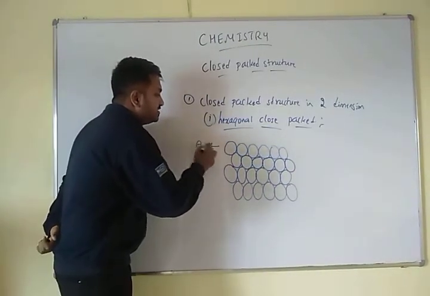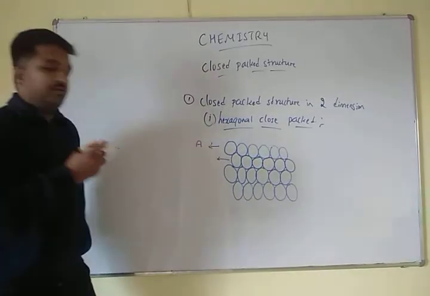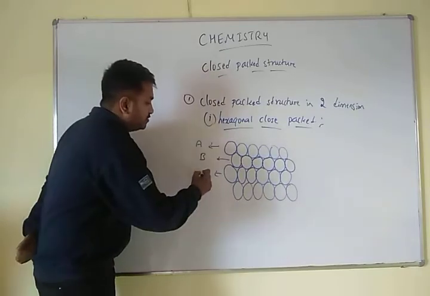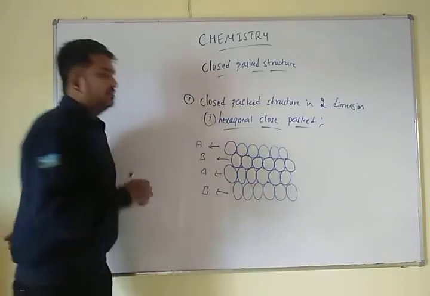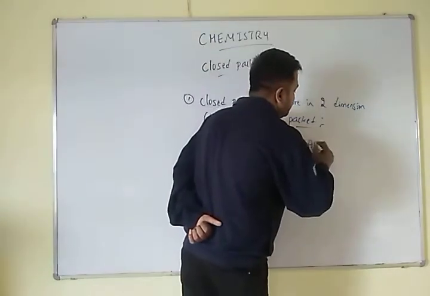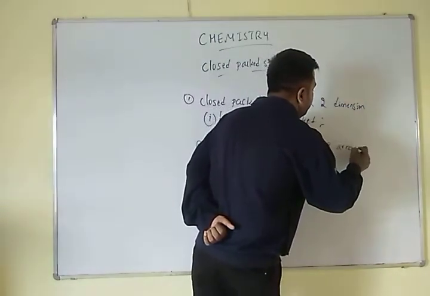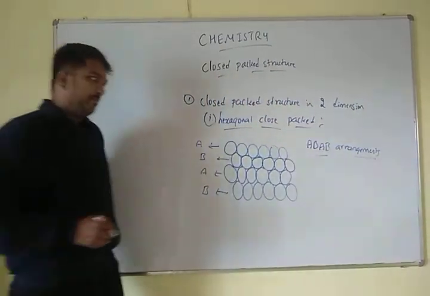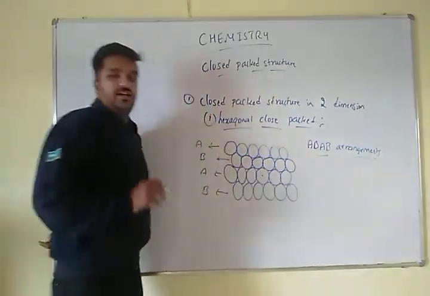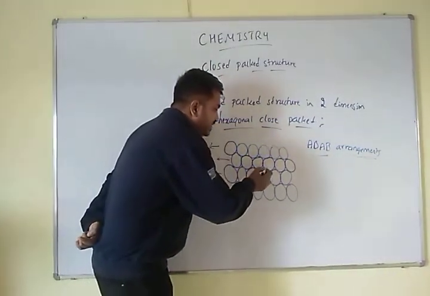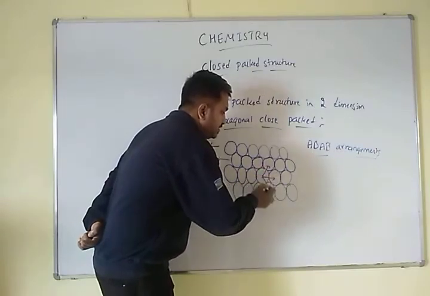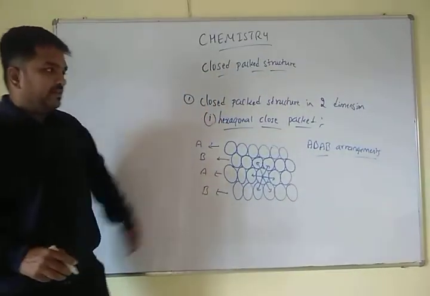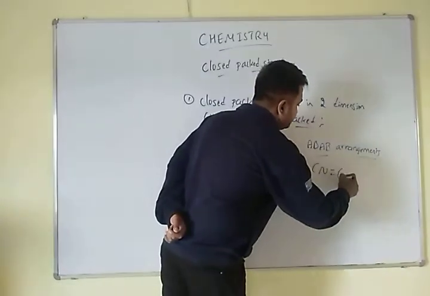So this second row is different from the first row, we call it arrangement B, and this is similar to the first row, so it is A, and this is C. So this type of arrangement we call AB type of arrangement. Clear? So coming to the coordination number part. If you take this sphere for consideration, it is in contact with 6 more spheres. Clear? So the coordination number is 6.